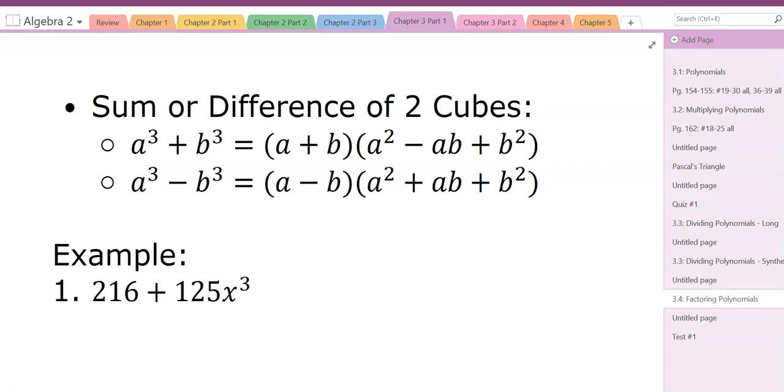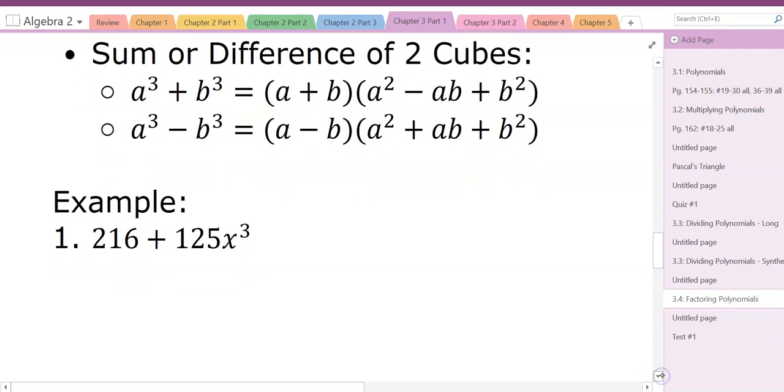What's important and the key thing here is to be able to identify what is the A and what is the B. Because once you know what those two terms are, you can put it in one of these rules. So let me show you how you find what the A and what the B are for your problems.